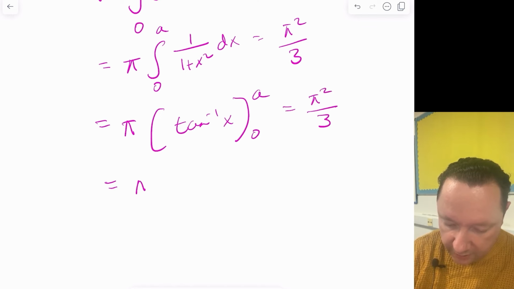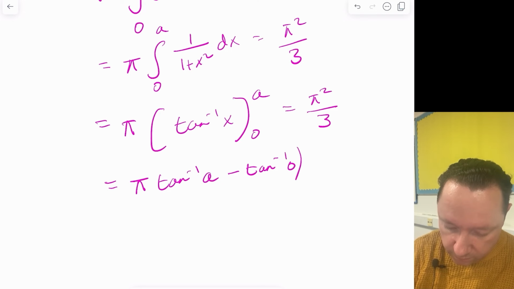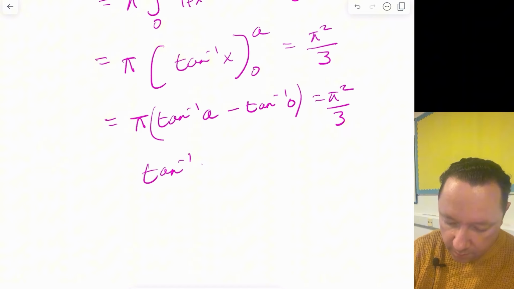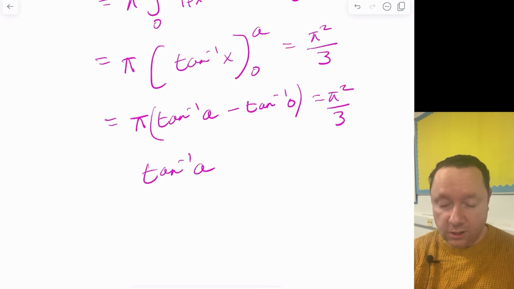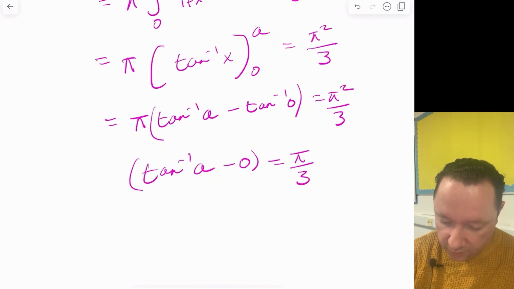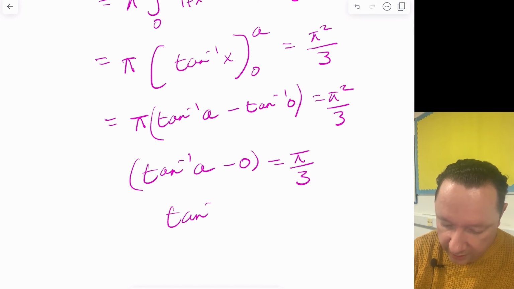So that's pi times the inverse tan of a minus the inverse tan of 0 equals pi squared over 3. So you can eliminate a pi for both sides then, and the inverse tan of a we get on this side minus the inverse tan of 0 is 0. That's not times by pi anymore because I'm just going to say that's pi over 3, just to eliminate a pi for both sides. So that means the inverse tan of a is pi over 3.